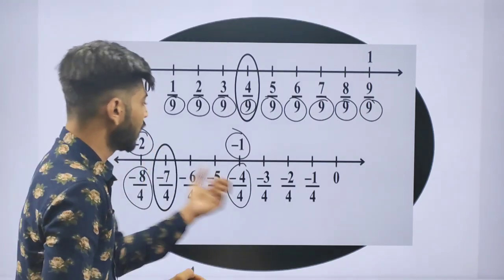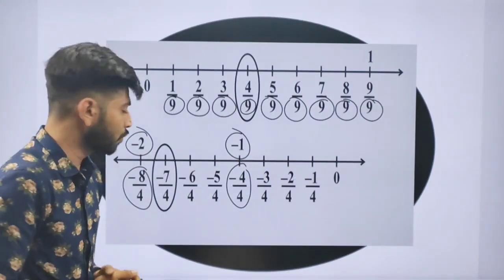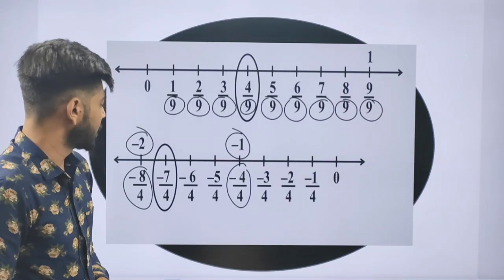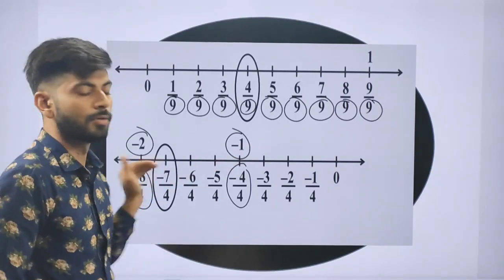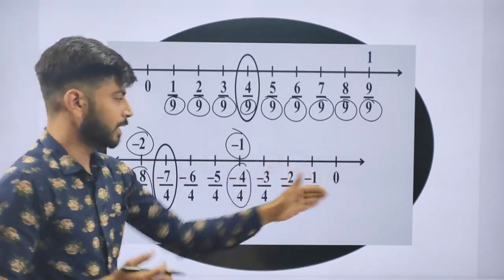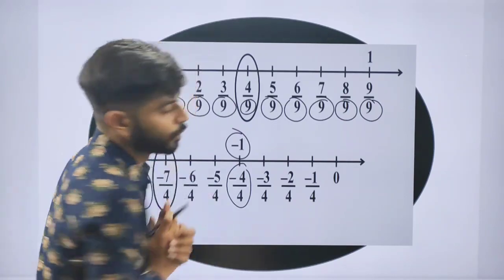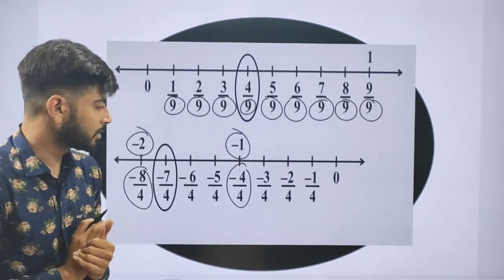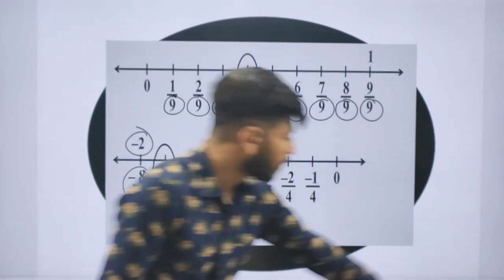minus 2. So we have to take from 0 to minus 2, and then you can see minus 7 upon 4 is between minus 1 and minus 2. But it is on the left side of 0. Okay, do you get that? Let's take some more examples.